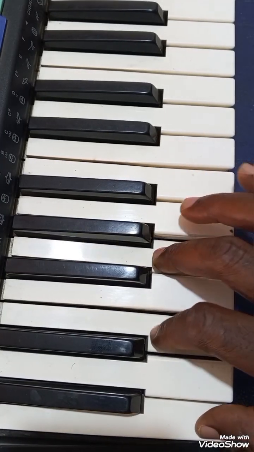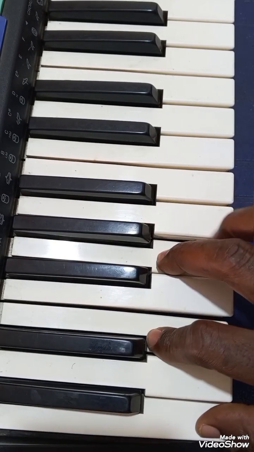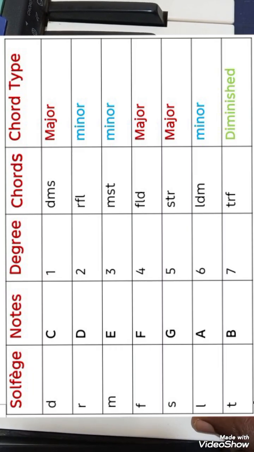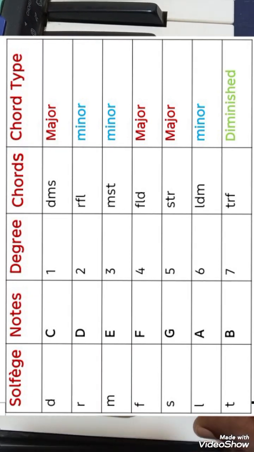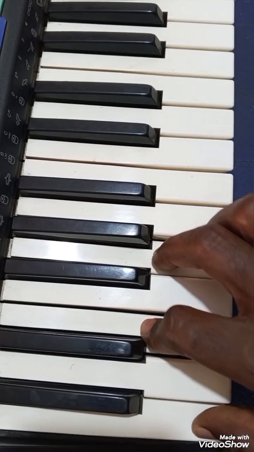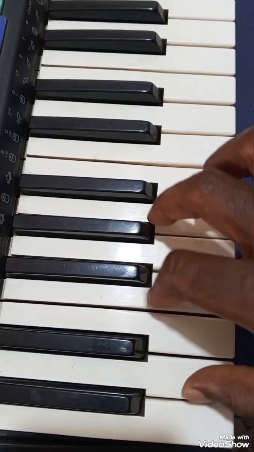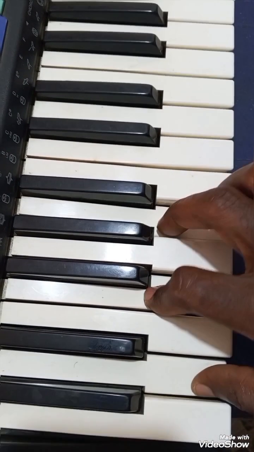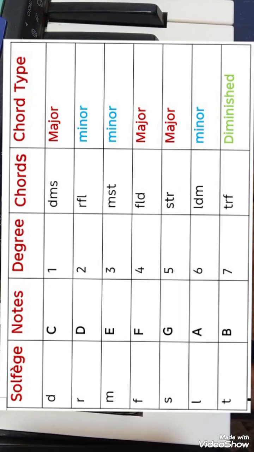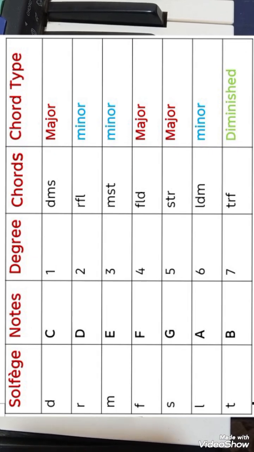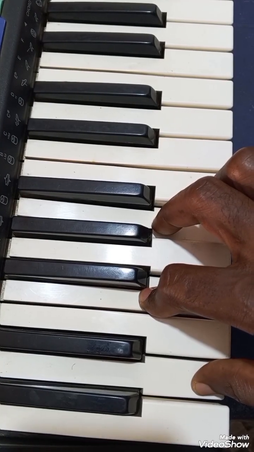We have our root here, chord 1, which is the Do chord. Do, Mi, So, made up of Do, Mi, So, major. It is called major because it is C major. Chord 2: Re, Fa, La. This is the Re chord, chord 2, minor. It is called minor because it is D minor.